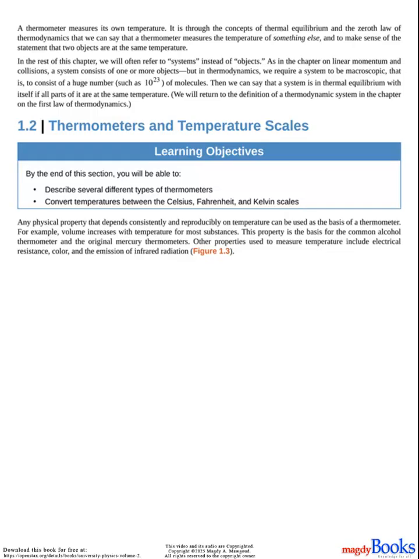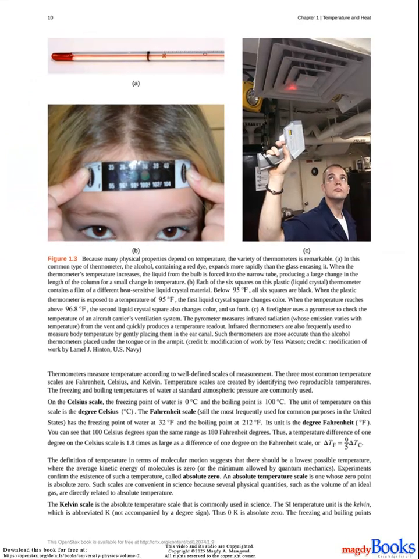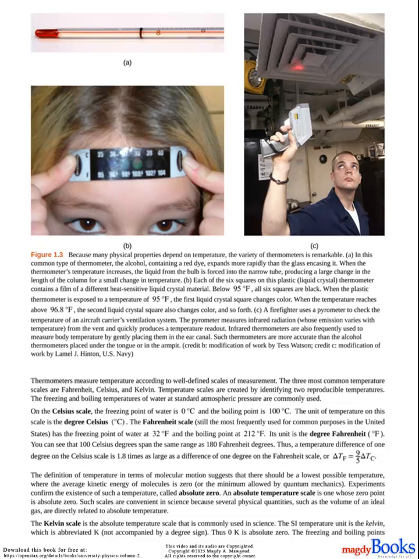Any physical property that depends consistently and reproducibly on temperature can be used as the basis of a thermometer. For example, volume increases with temperature for most substances. This property is the basis for the common alcohol thermometer and the original mercury thermometers. Other properties used to measure temperature include electrical resistance, color, and the emission of infrared radiation. Figure 1.3. Because many physical properties depend on temperature, the variety of thermometers is remarkable.